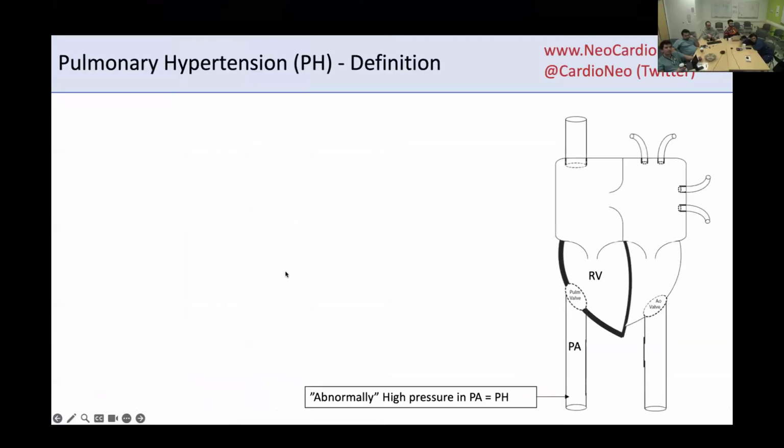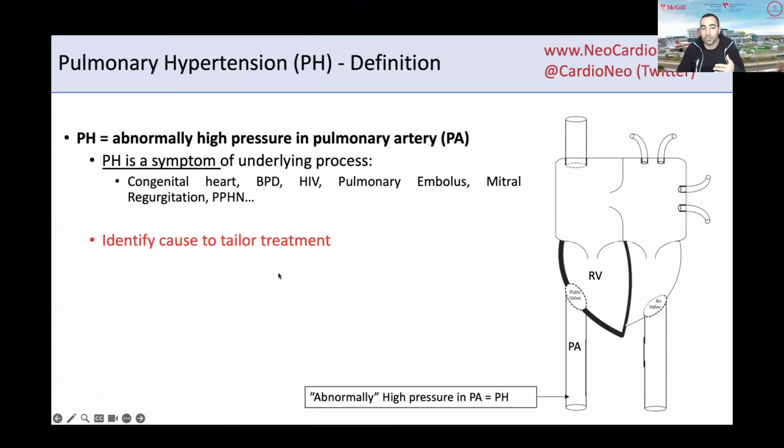So what is pulmonary hypertension? It's basically a symptom, actually. It's defined as high blood pressure in the pulmonary artery. And we're going to go over certain types of conditions that can cause this. And obviously, you're not going to treat each etiology the same way.